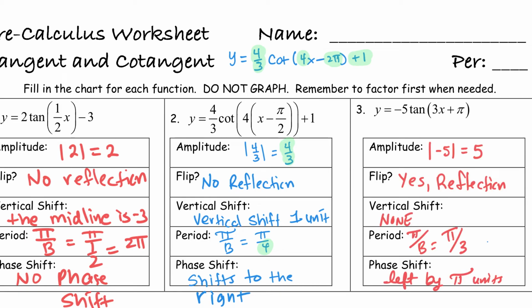The amplitude is 5, and you see that right here. The reflection is seen in the negative, so it does reflect. Vertical shift, there's none. It would have been right here, plus a value. The period is pi over b. The b value is right there. It's 3, so we have pi over 3. And then since it's plus pi, it's going to shift to the left.